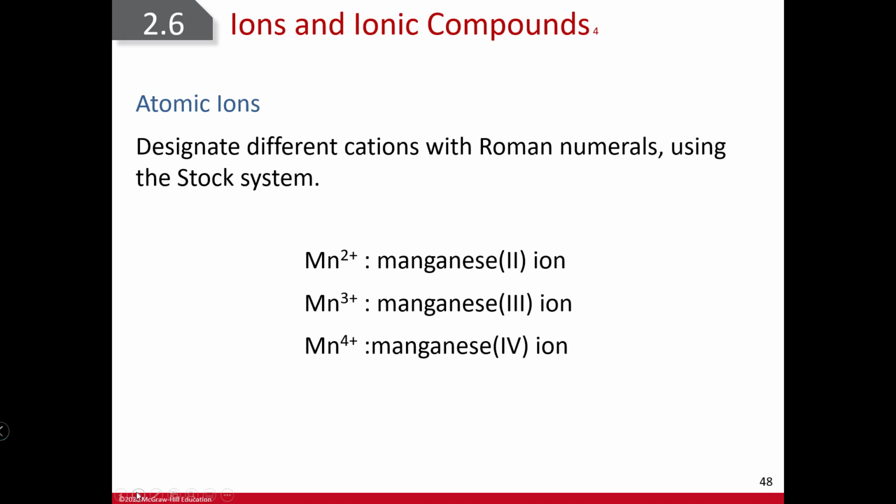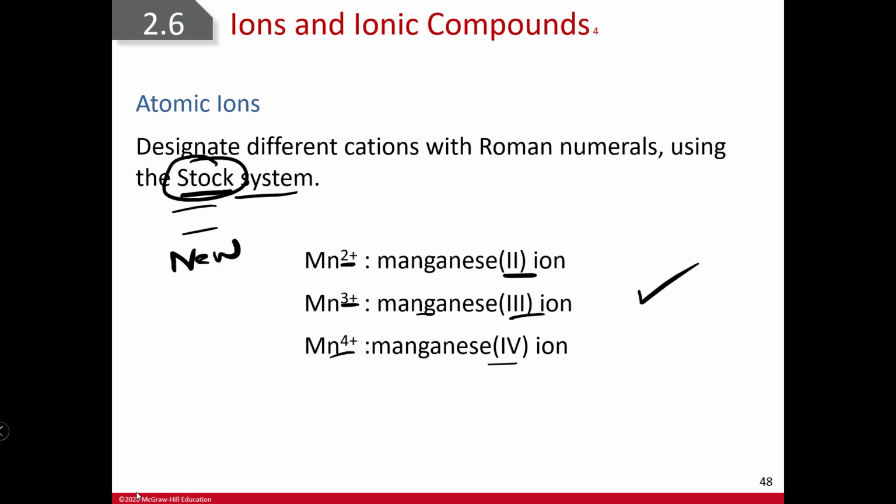So according to the stock system, make sure you understand the stock system. That's called the new system, but we call it technically the stock system. Whatever the charge is on the ion, use a Roman numeral to represent that charge. So manganese with the 2 positive charge is called manganese Roman numeral 2. Manganese 3 positive is manganese Roman numeral 3. Manganese 4 positive, manganese Roman numeral 4.